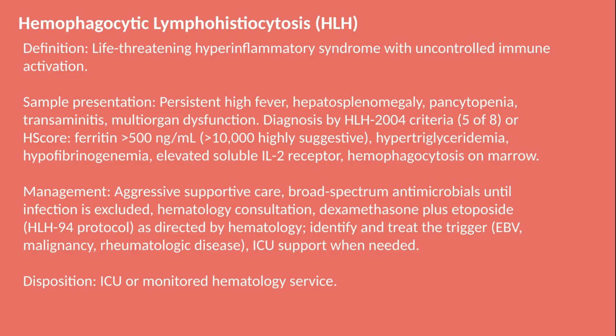That last value is your best clue in the emergency department. A ferritin in the thousands and especially above 10,000 micrograms per liter should immediately raise the question because almost nothing else drives it that high. This condition is frequently misdiagnosed as refractory sepsis, and the distinction matters because the treatment is immunosuppression rather than more antibiotics. Provide aggressive supportive care.